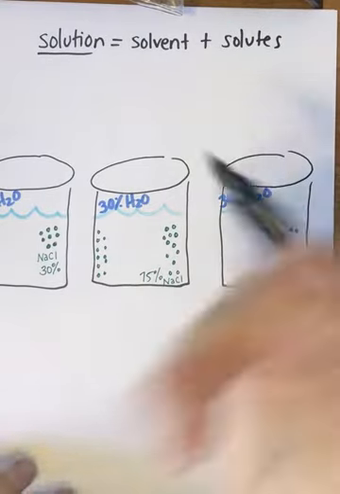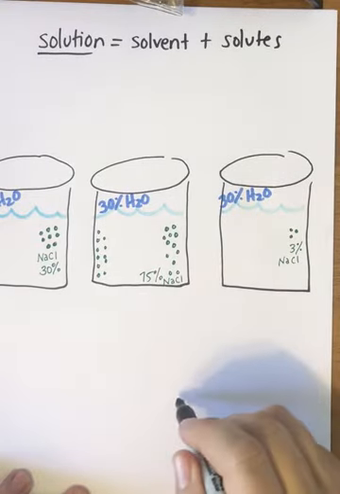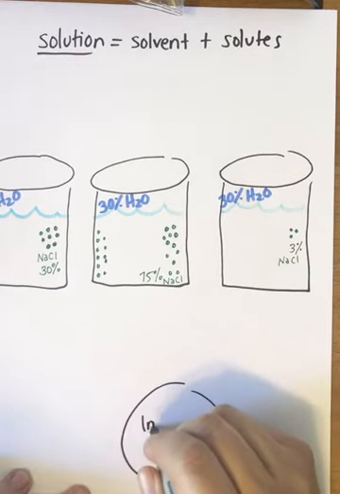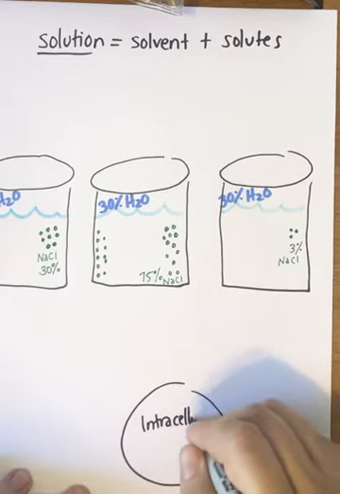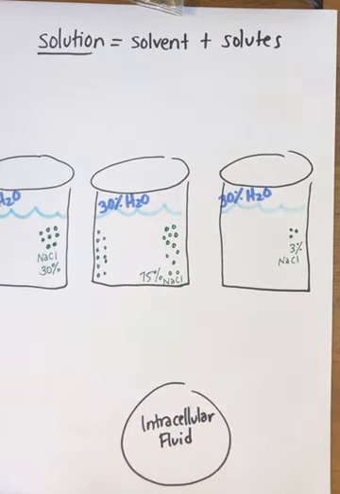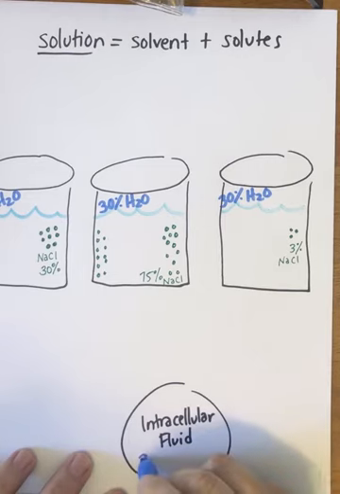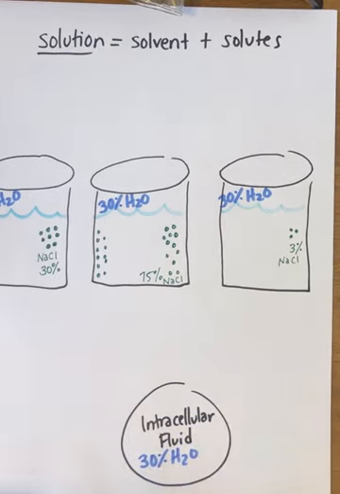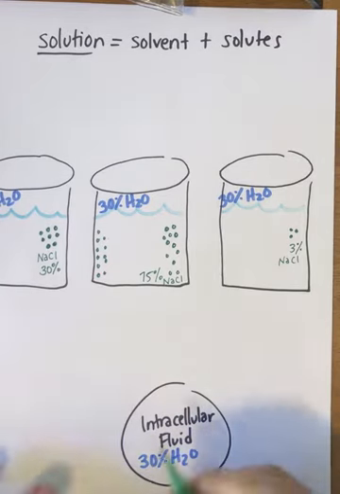Now, if we compare cells, if we take a cell, the intracellular fluid is, let's just say 90% water or 30% water. This is just fake numbers. And 30% sodium chloride.